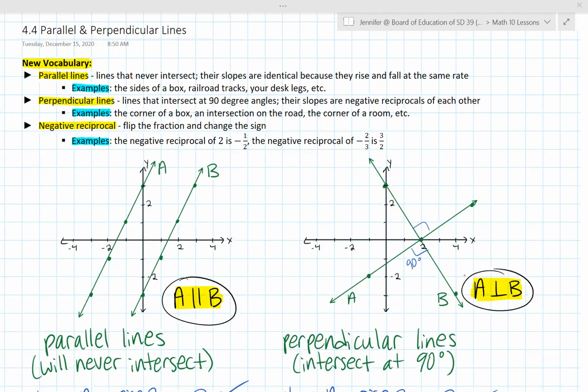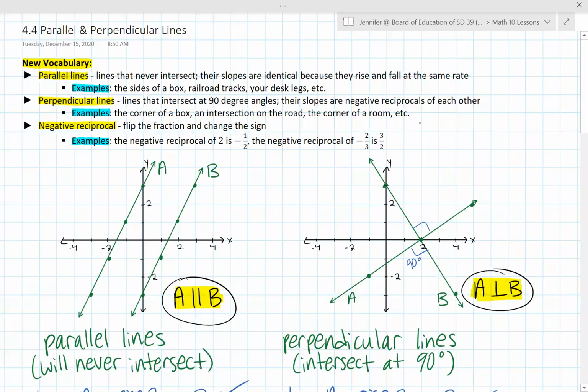A negative reciprocal is when you flip the fraction and change the sign. So reciprocal means you're flipping something, and then of course negative reciprocal means you're multiplying it by -1. You're changing what the sign is. So the negative reciprocal of 2 is -1/2 because you flip the fraction and change the sign from positive to negative. In this example, the negative reciprocal of -2/3 is just +3/2. Flip the fraction, change the sign.